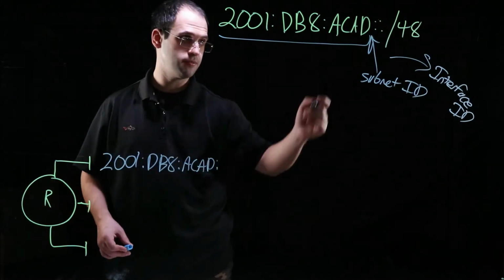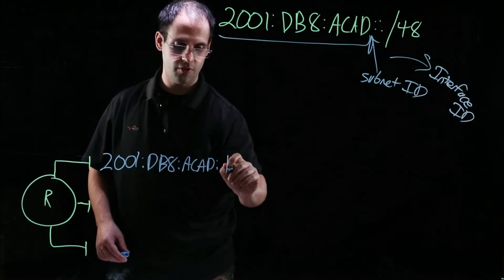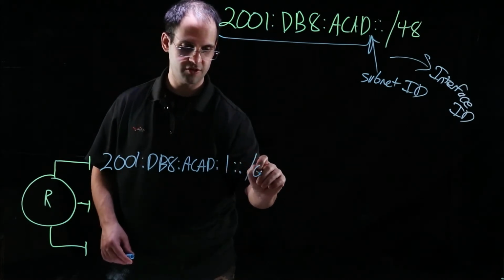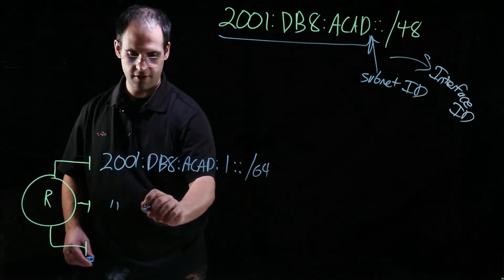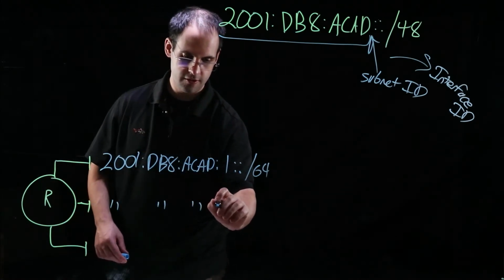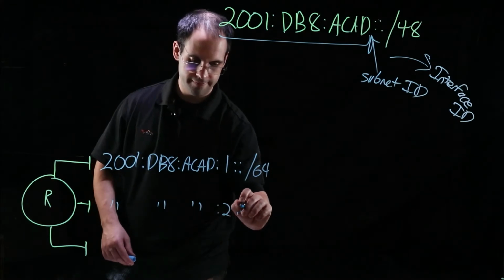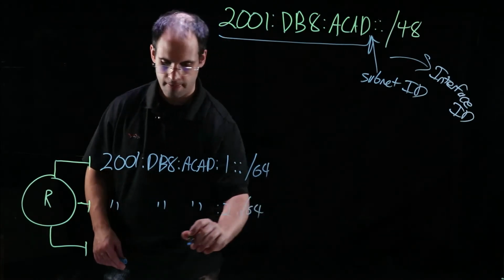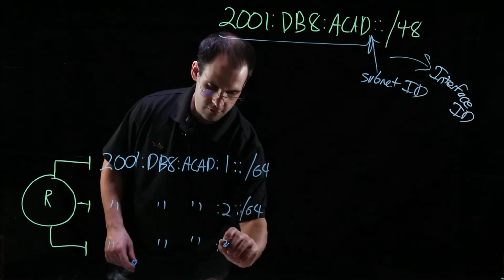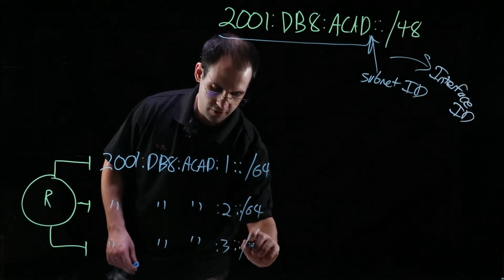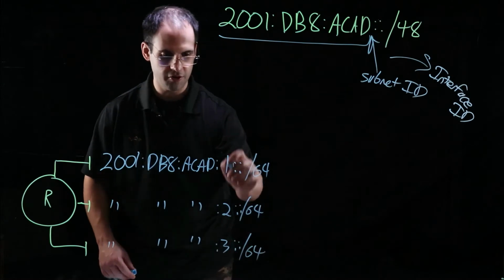So again, there's my global routing prefix. I need to create a subnet. So I can just start with 1/64. And then down here, same thing, 2/64. And then same thing, 3/64. I'm just arbitrarily picking a value 1, 2, 3.